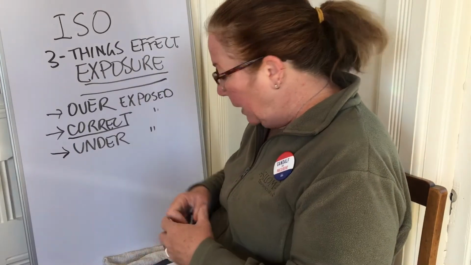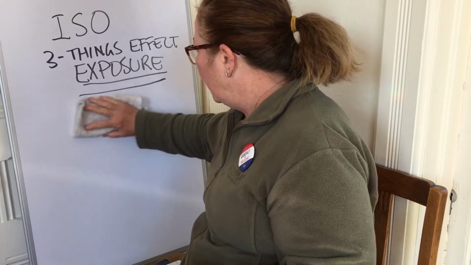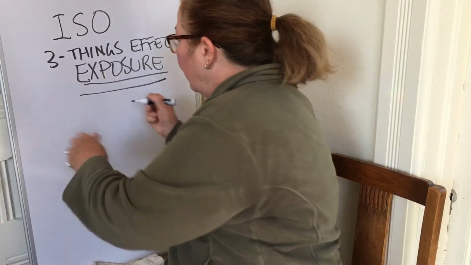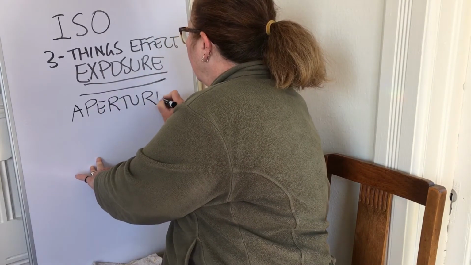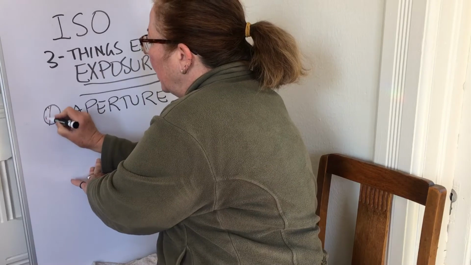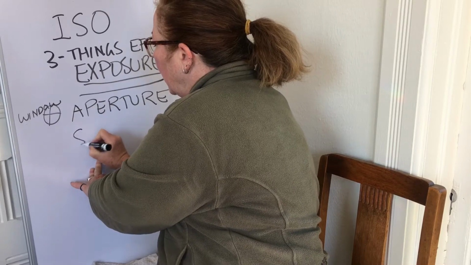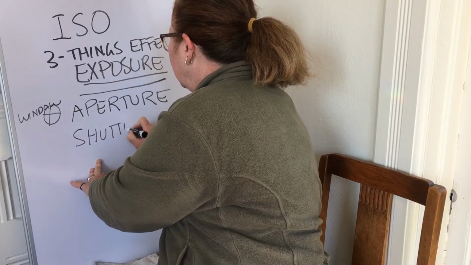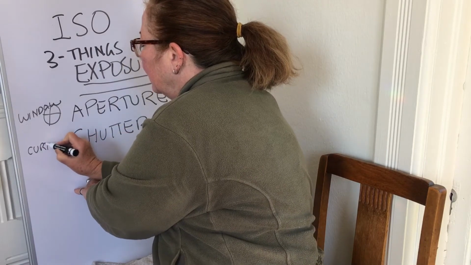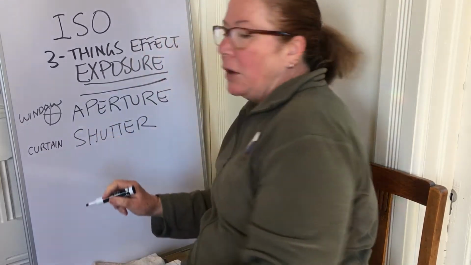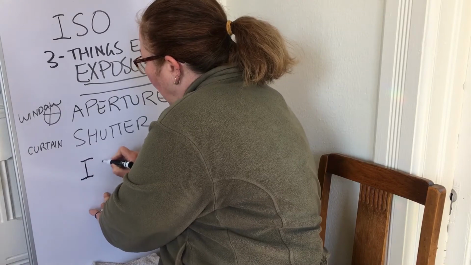So the three controls that affect exposure on your camera are the first two that we've talked about extensively: your aperture. Remember, aperture is your little window. And your shutter. Remember, the shutter is like your curtain. The curtain covers the window and opens and closes. And the final control that affects exposure is your ISO.